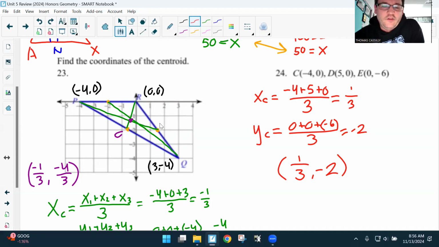That's how we find our centroids, right? We don't need a graph. If I just give you all 3 points, that's all we need. Just plug them into that formula. It's the average of the x's and the average of the y's. All right, but there you go.